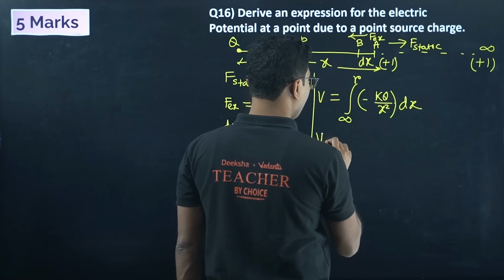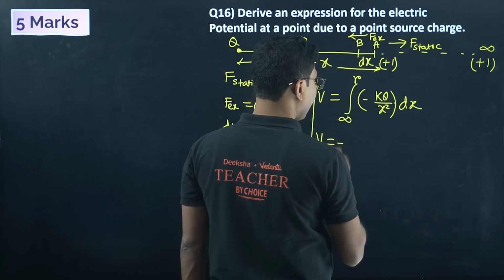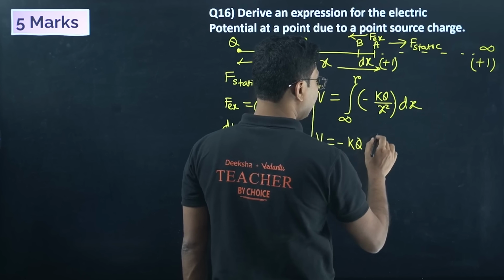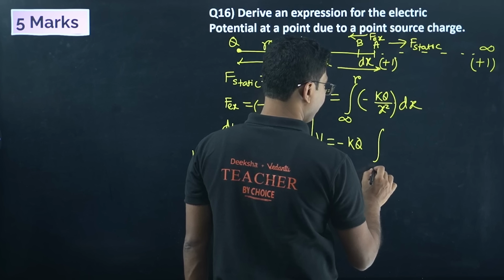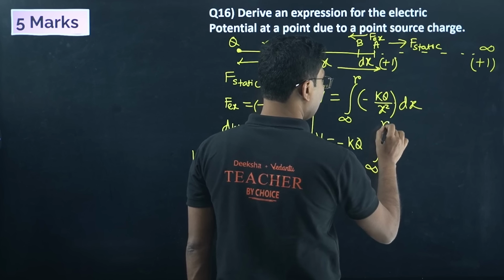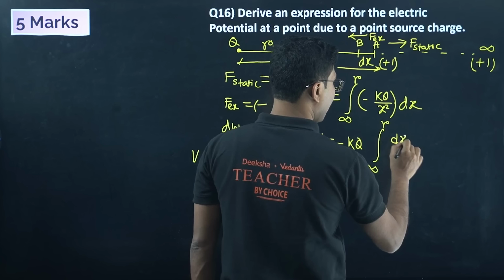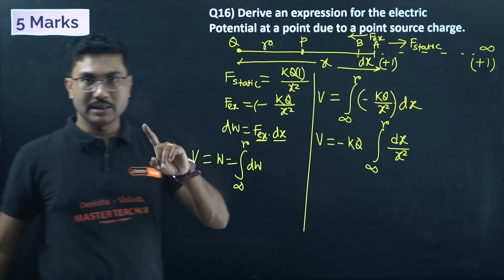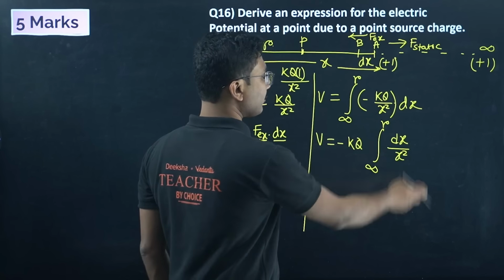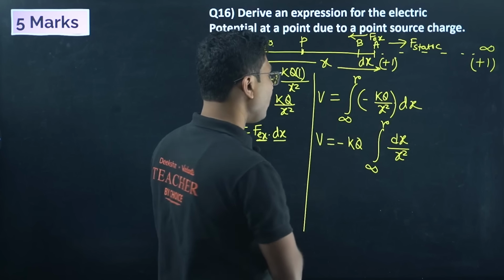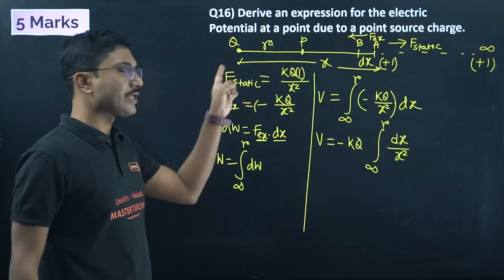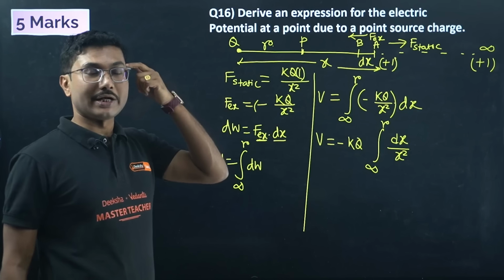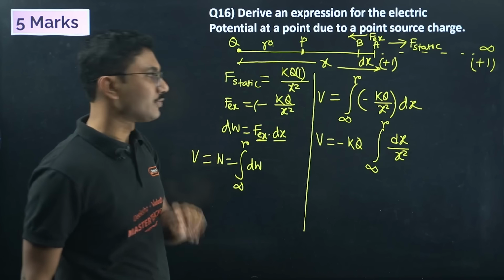Now V equals minus, you can take K and Q common. The only thing you cannot take common is the integral from infinity to R of dx by x square. Don't forget the negative sign, by the way. The negative sign is very, very important. And these two forces have to be mentioned: the static force, the internal force, and the external force that you are applying. Otherwise marks will be deducted.